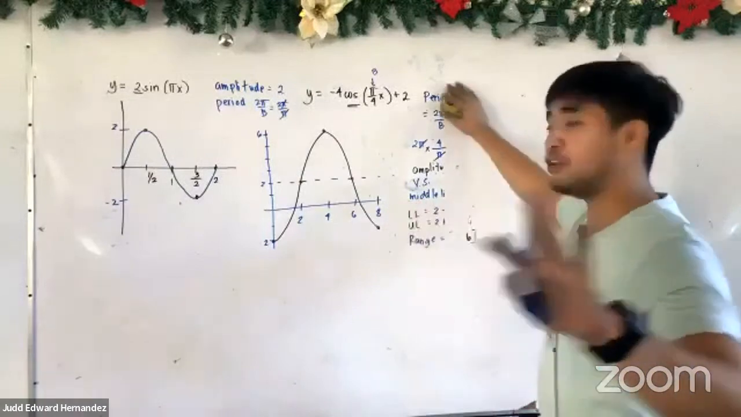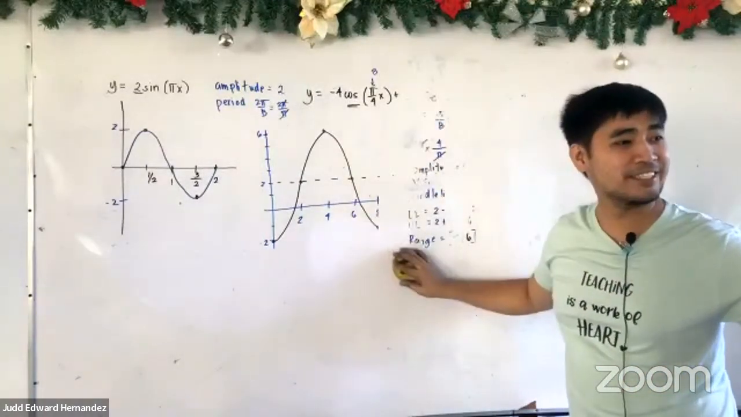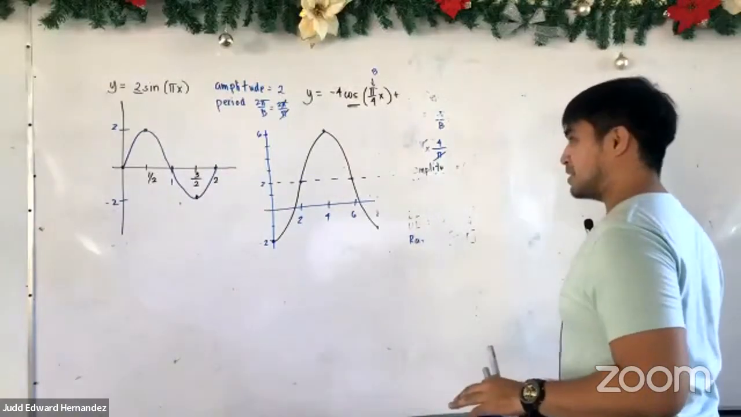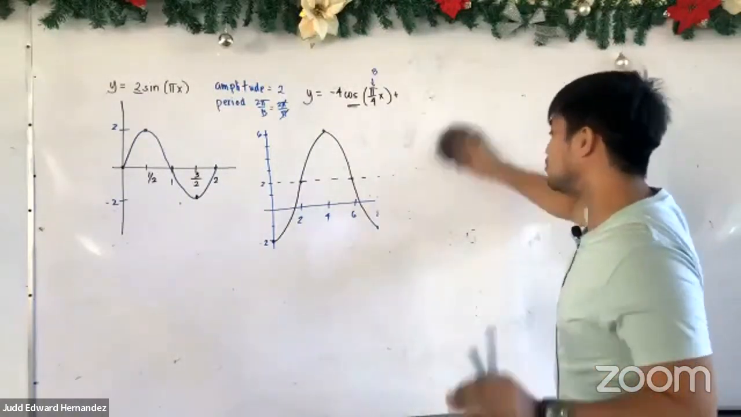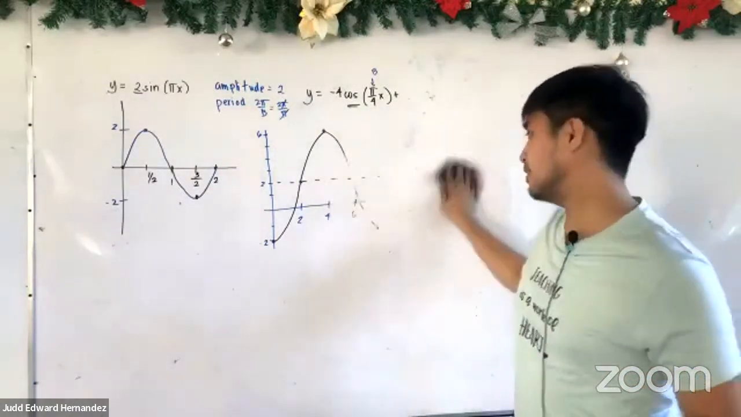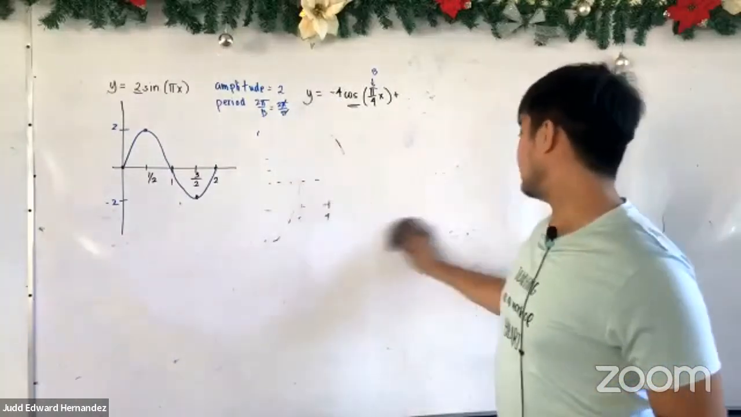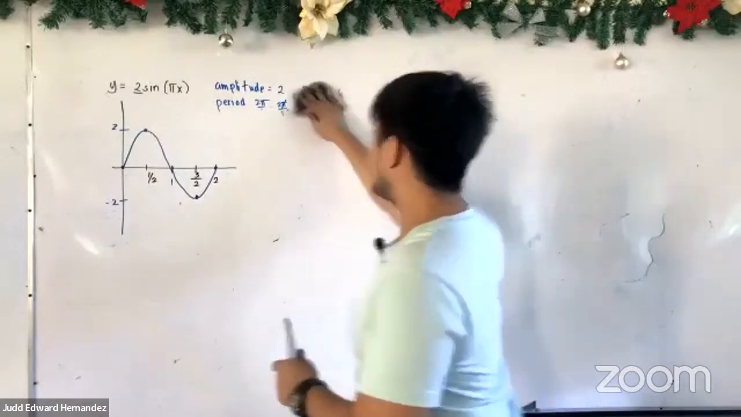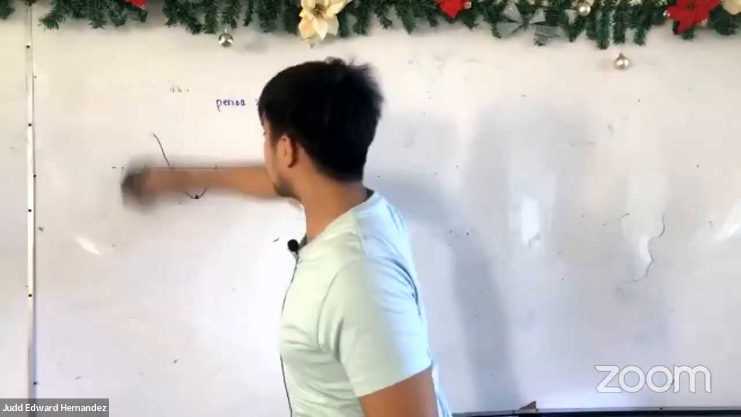Ano ba yung part na hindi natin na-discuss sa graph? Sige nga, kung pinag-aralan yung mabuti mga example, ano ba yung part na hindi natin na-discuss? Yung phase shift po. Phase shift? Okay. Di ba natin na-discuss yung phase shift? I-discuss natin ngayon yung phase shift.